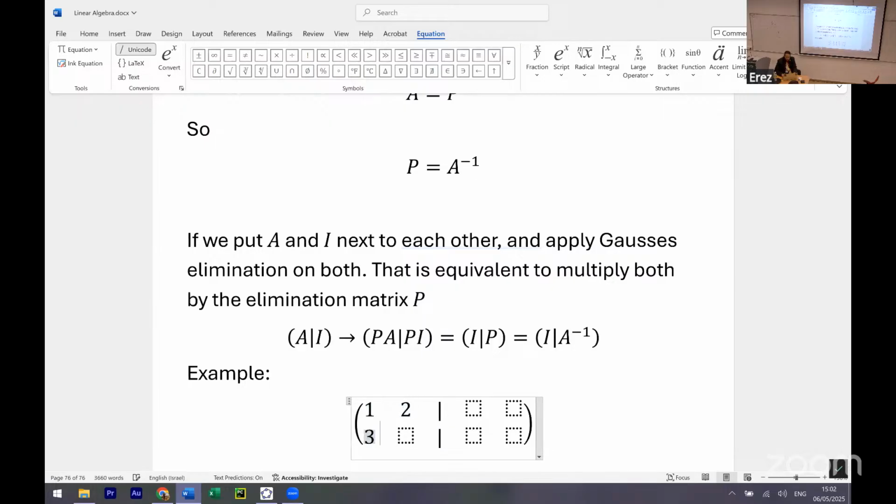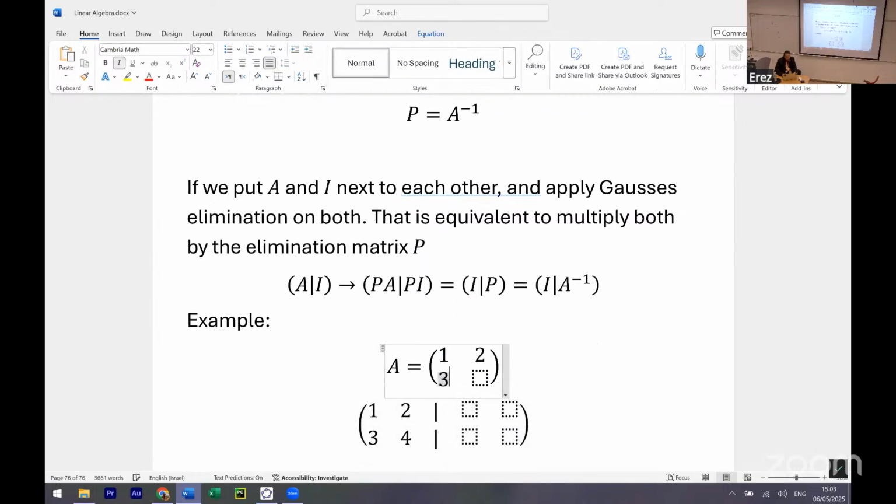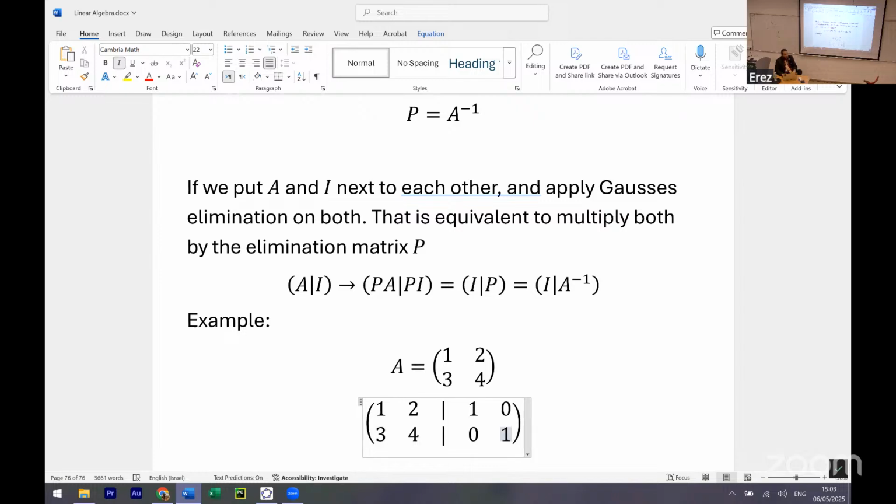1, 2, 3, 4. And zero. So this is the matrix I wish to invert. 1, 2, 3, 4. So what did I tell you to do? Next to that matrix, put the identity matrix, which is 1, 0, 0, 1. Agreed? Now I'm doing Gauss elimination, naming R2 minus 3R1 for first.